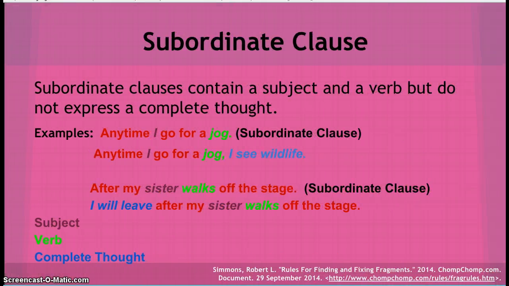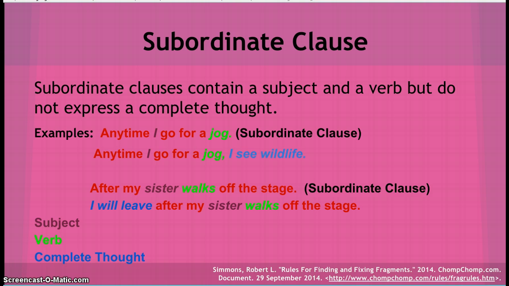Next, we move on to subordinate clauses. Subordinate clauses contain a subject and a verb but do not express a complete thought. Examples. Anytime I go for a jog. This fragment contains a subject and a verb but it does not express a complete thought. Anytime I go for a jog, I see wildlife. This contains the 3 key essentials that make up a sentence: a subject, a verb, and a complete thought. If your sentence contains all 3 of these, then it is most likely a sentence and not a fragment.